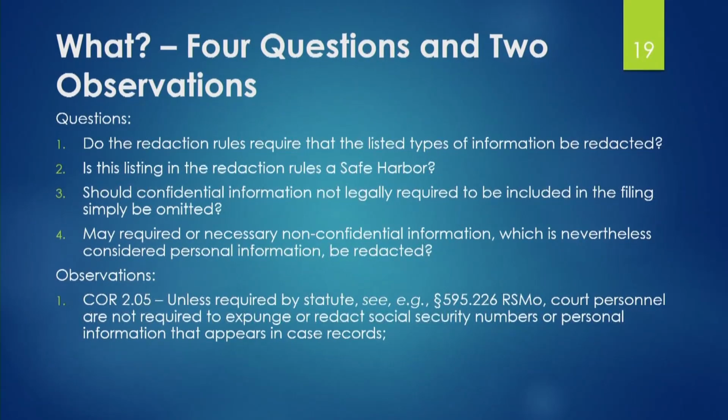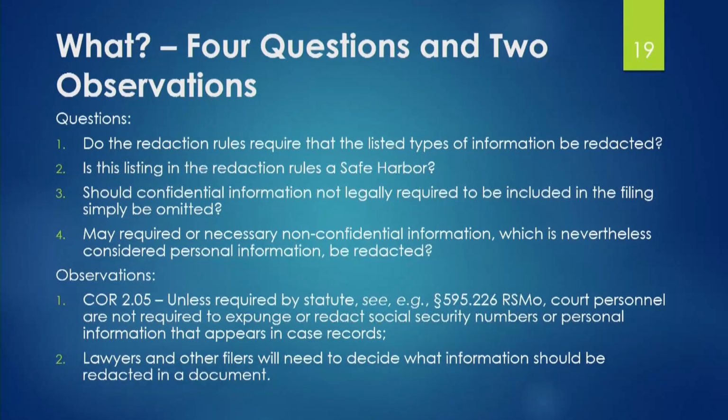One of those is very important. We see it a lot in our Court of Appeals documents, and that is Section 559.226. We are not required to expunge or redact Social Security numbers or personal information that appears in court cases. So lawyers and other filers will need to decide what information should be redacted in a document. And remember, that's the major takeaway from all of this. You are the filer. You need to be very careful in deciding what needs to be excluded or redacted from that document.